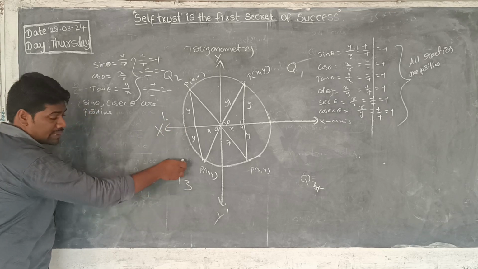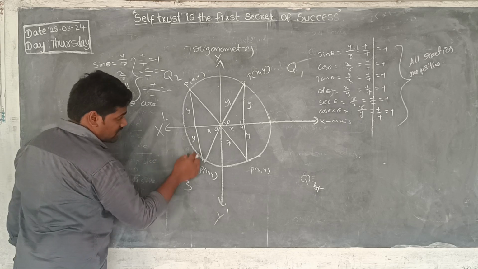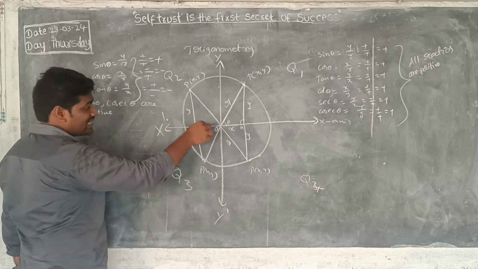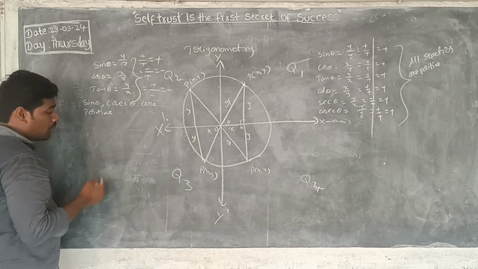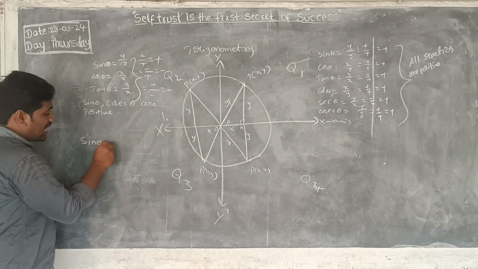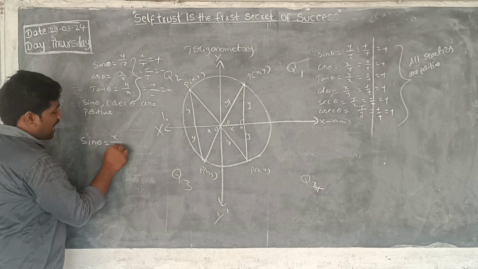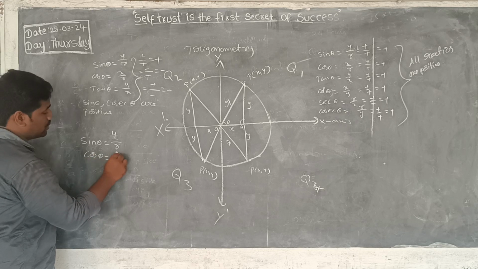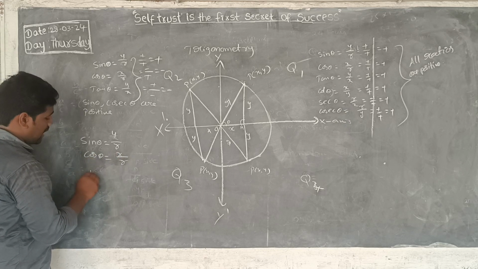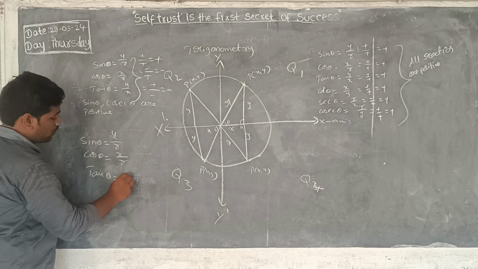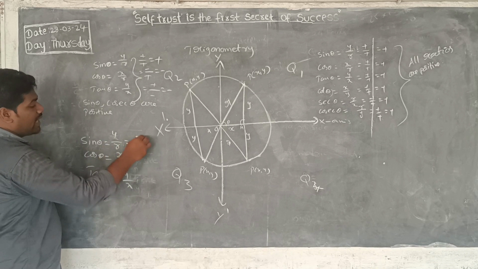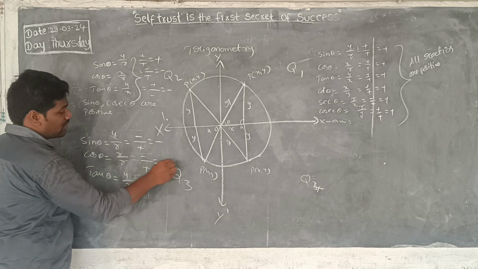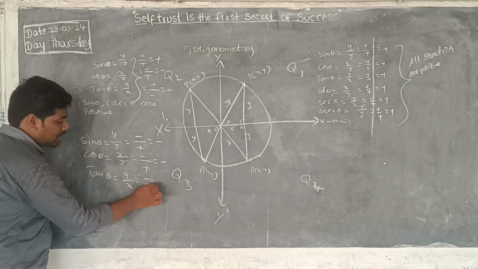Similarly, coming to the third quadrant, what are positives in the third quadrant? This is minus y and this is minus x. That means x, y both are negative. If I take sin theta, this is y by r, and cos theta is equal to x by r. Tan theta is equal to y by x. Y by r, negative by positive is equal to negative. Cos theta, minus by plus is equal to minus, and tan theta is equal to minus by minus.